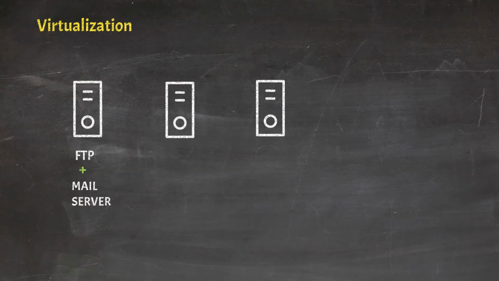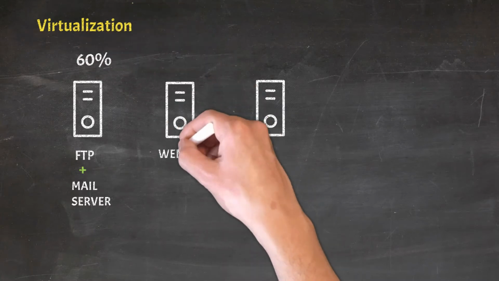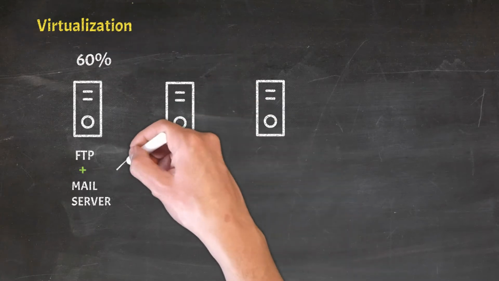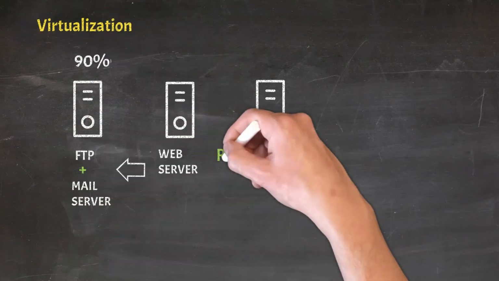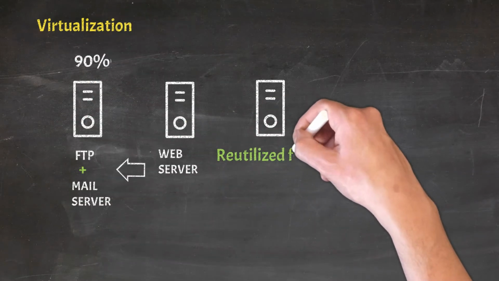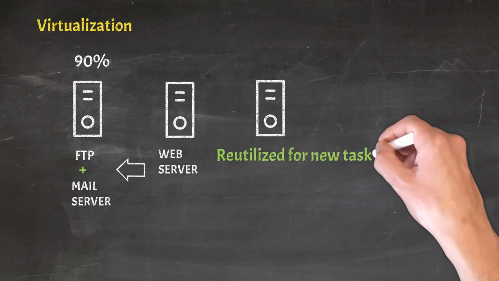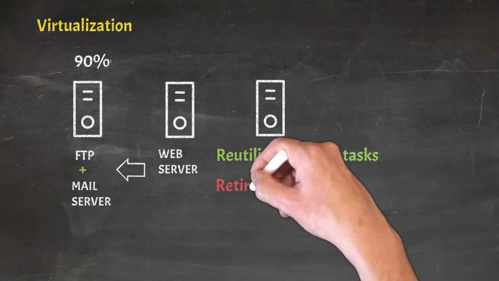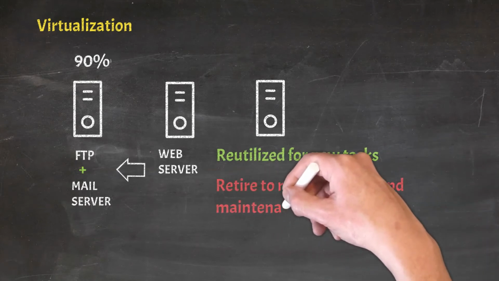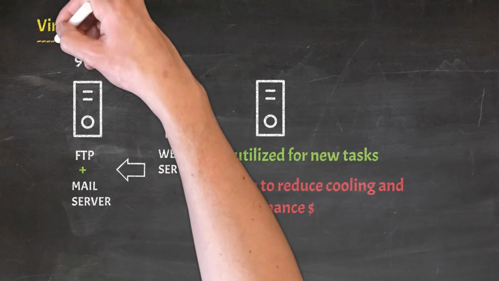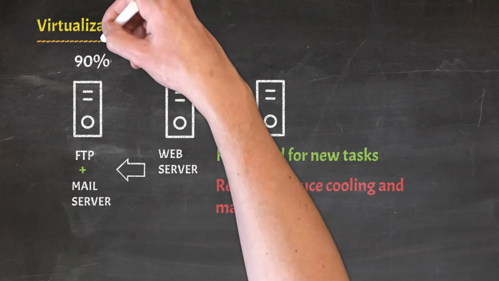Increasing its use from 25 to 60%, and by migrating the remaining server, it will increase up to around 90%. So once you do that, the now free servers could be reutilized for new tasks or retired altogether to reduce cooling and maintenance cost. All this can be achieved by using virtualization. So how does virtualization work?